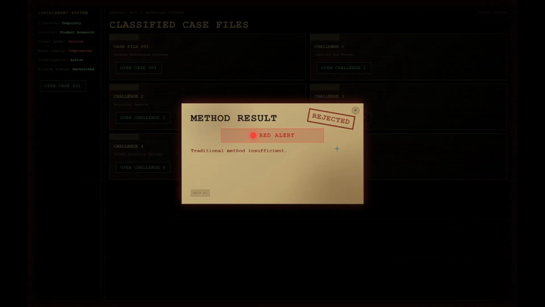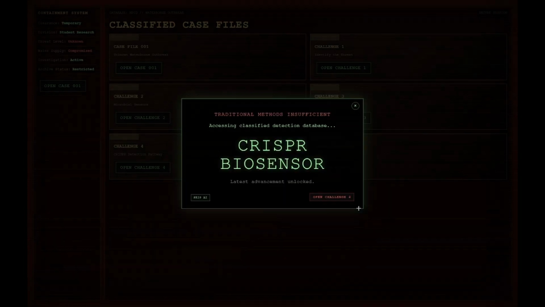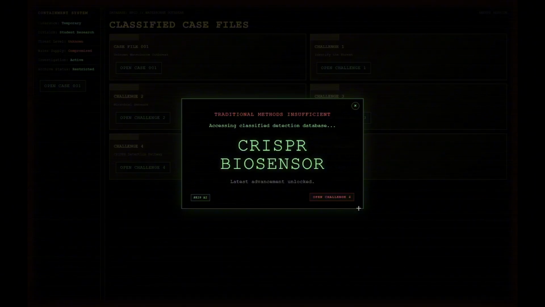Processing. Traditional methods insufficient. All available methods assessed. Traditional methods insufficient. Traditional methods remain valuable. However, their limitations reduce rapid outbreak response. New detection technology available.